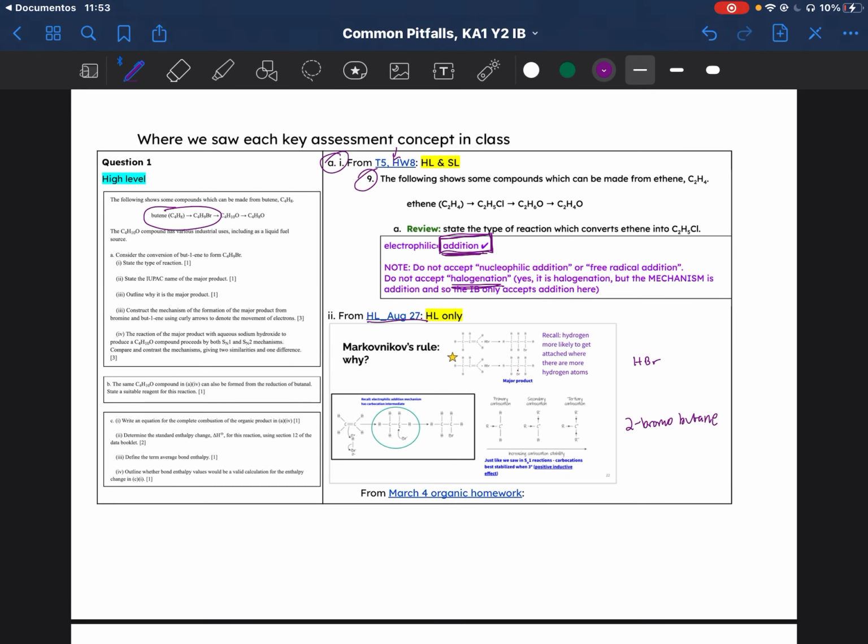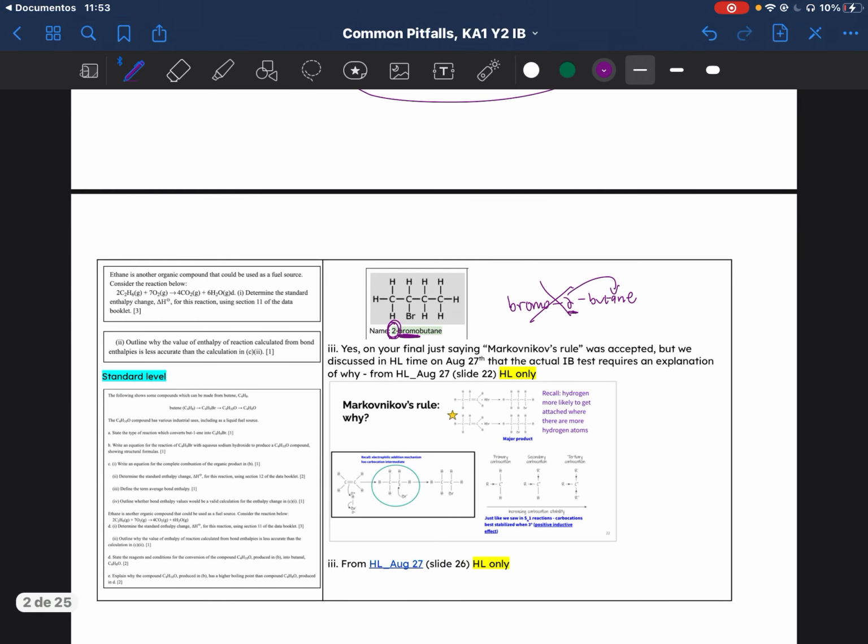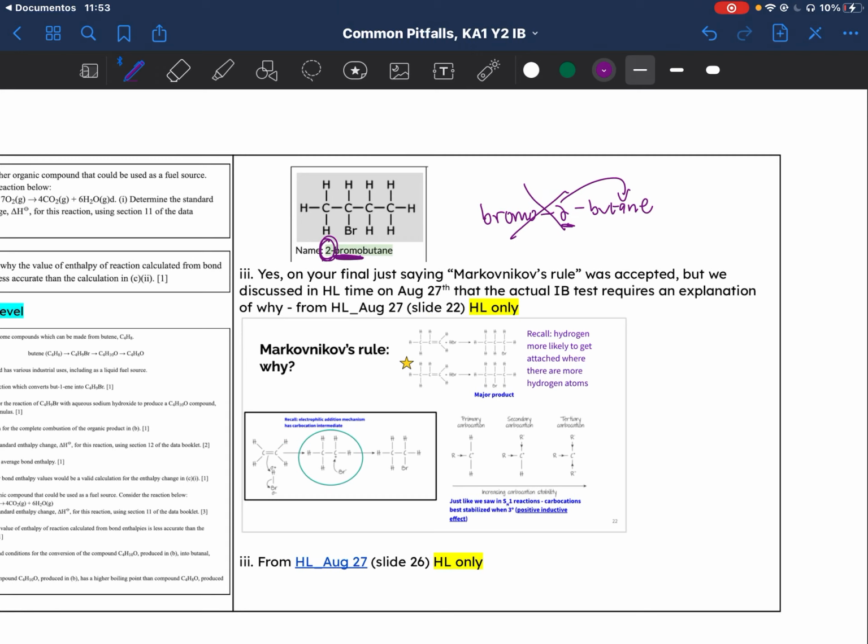2-bromobutane. I did see some issues with numbering. Notice the 2 must be in front of bromo. Some people tried to put bromo 2-butane. Well, that does not make sense because the 2 would not apply to what comes after it. So it did need to be 2-bromobutane, just like we saw on March 4th, way back when we were studying organic naming.